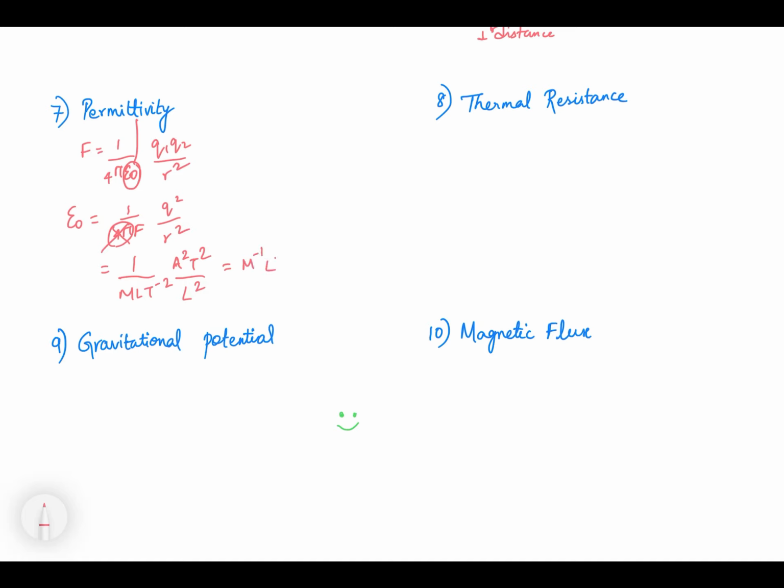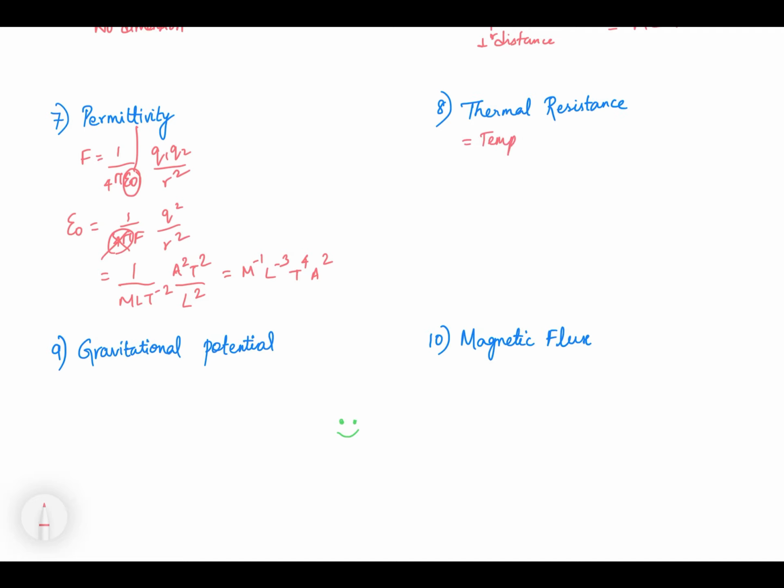So if you see what happens to this, it becomes M minus 1 L minus 3 T power 4 A square. So this is it. A is ampere. Q is equal to A into T, remember that. This is the dimension of permittivity. Next, let's go to thermal resistance.